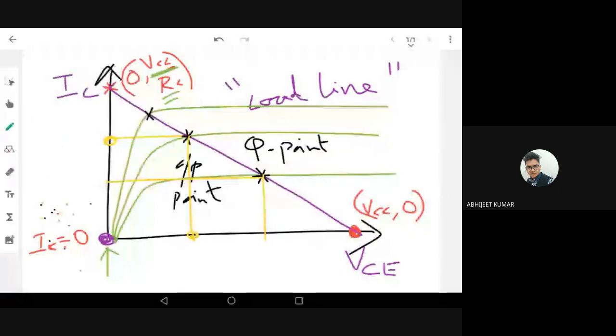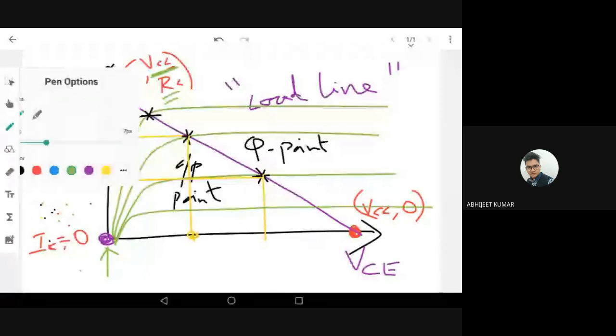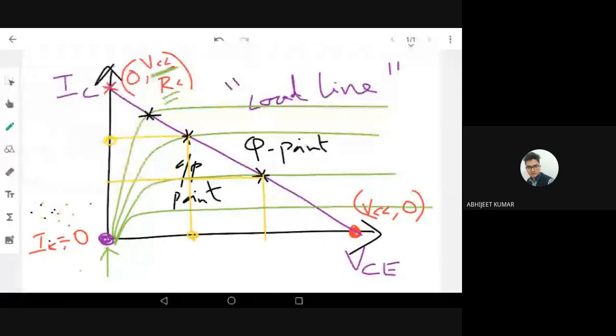Now one more operating point I'll draw in the bottom here, where the Q point will be here. Among these, which is the most preferable point for an amplifier? As a designer, where do I want my operating point to lie? These are the different Q points.